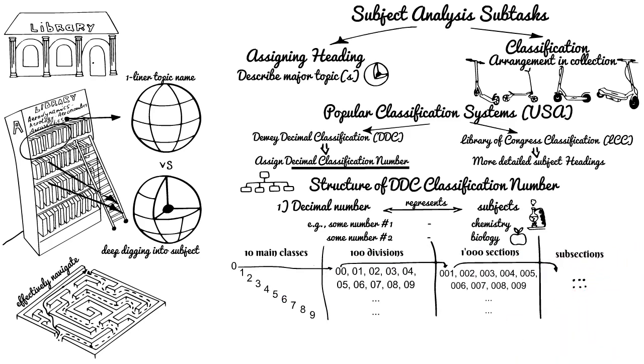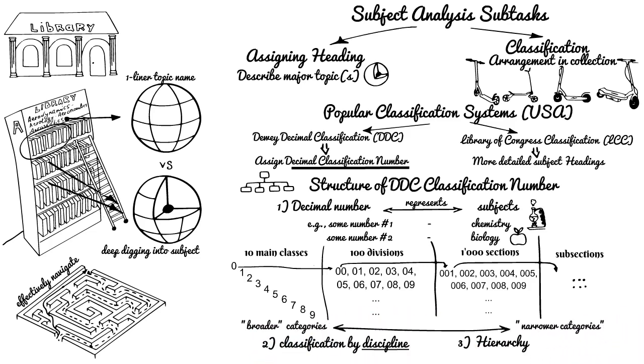Another characteristic of the DDC classification number: classification is done by discipline. The primary attribute applied in dividing knowledge is discipline, represented by the 10 main classes. We will see some examples later. Next, hierarchy is another important characteristic of DDC. The classification numbers in DDC move from broad categories to narrower ones, and from there to still narrower ones until the narrowest possible category is reached.